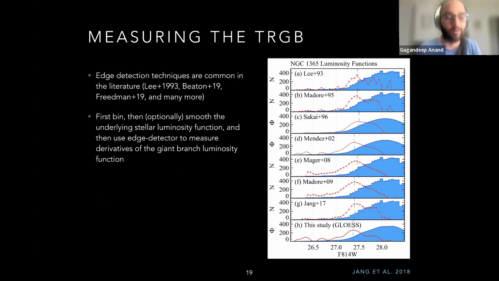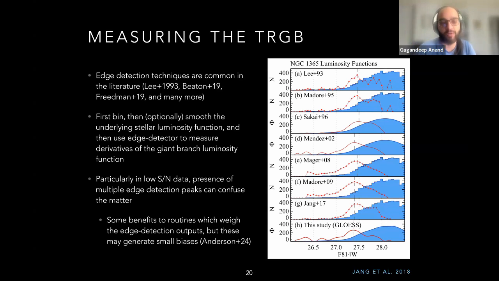And so edge detection techniques are common in the literature. The premise is that you first, at a very small level, bin, and then optionally smooth your underlying stellar luminosity function, and then you run this edge detector along the luminosity function to measure your tip of the red giant branch. So that's what's shown here on the plot on the right from Jang et al. 2018. This is the same luminosity function for NGC 1365, and it's 1, 2, 3, 4, 5, 6, 7, 8 different ways of doing the Sobel technique, but they all largely agree to within the uncertainties. The blue histograms are showing you the underlying stellar luminosity function of the giant branch, and the red lines are showing you the edge detection results, and the peak of that corresponds to the TRGB feature.